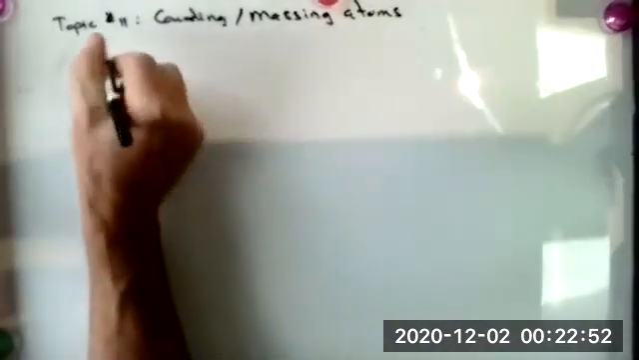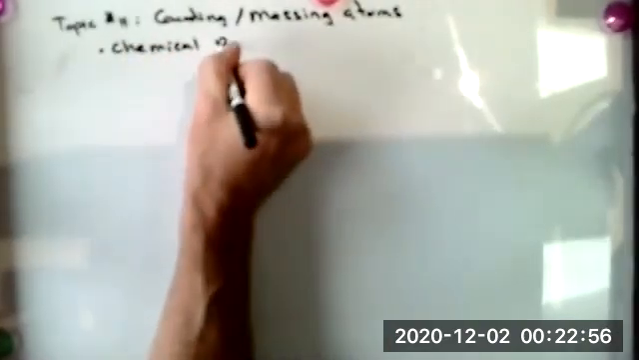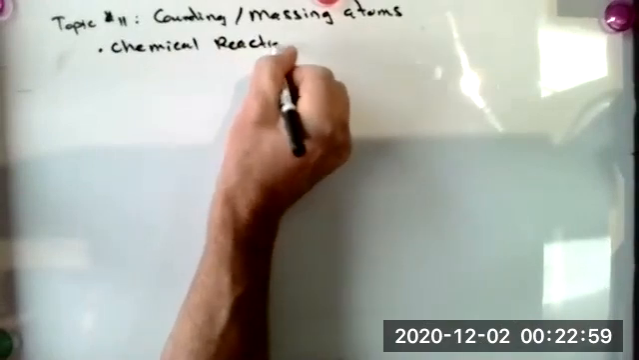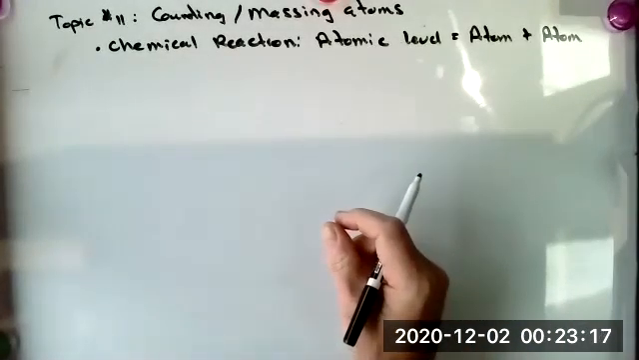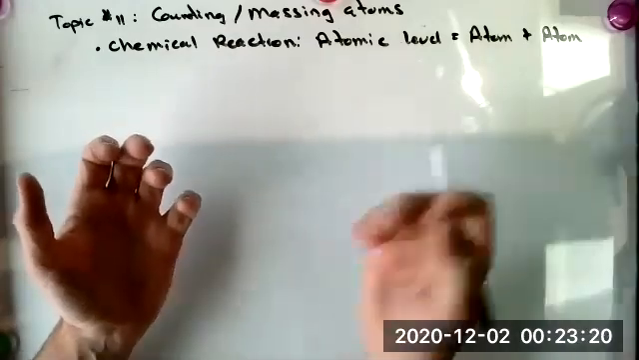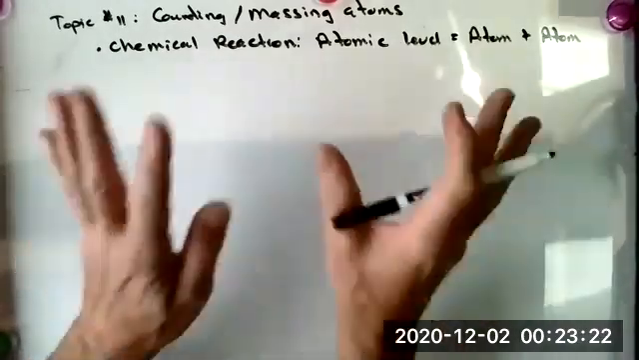So you need to remember chemical reactions, they occur at the atomic level. And what I mean by that is it's basically atom and atom. That's how things combine. And you have to remember it's atom and not a handful of this and a handful of that. That's how things combine. So an example. Look at this.